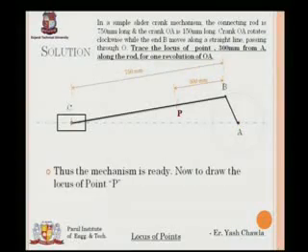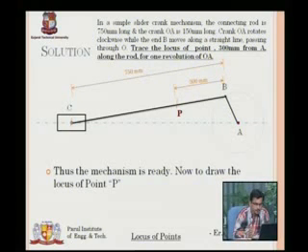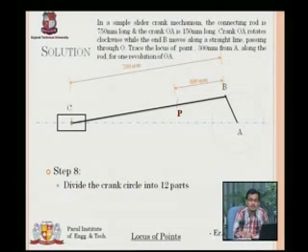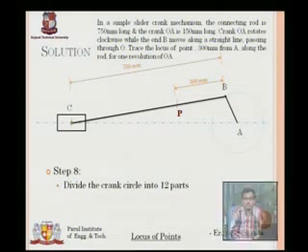Now we move to draw the locus of point P. What do we have to do? The first step is dividing the crank circle into 12 parts. See, this step has to be understood very carefully, because in all the problems that we are going to encounter in the coming problems, we are going to use this particular concept. We are going to divide the circle, or we are going to divide the crank circle into 12 parts.